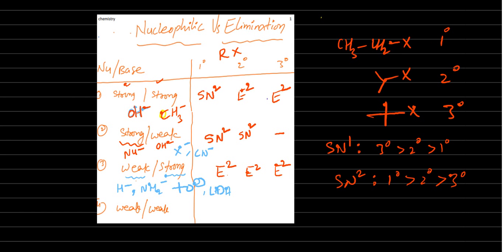Now, in the case of weak base and weak nucleophile, examples are H2SO4 and HCl. These act as weak bases and weak nucleophiles. In that case, for primary there may be no reaction, and for secondary and tertiary it may be SN1 or E1. Here also the same: SN1 or E1, right?